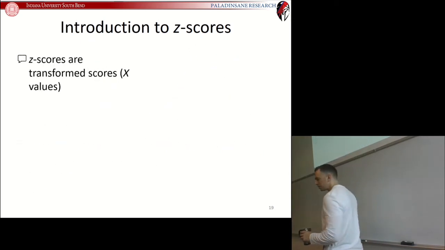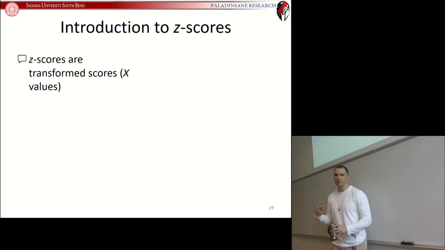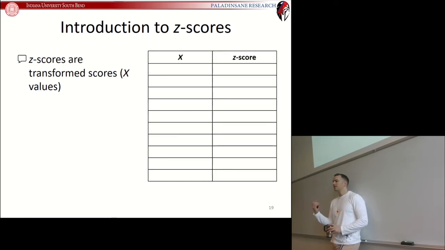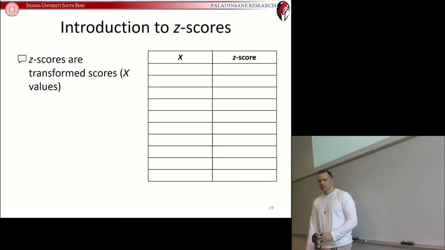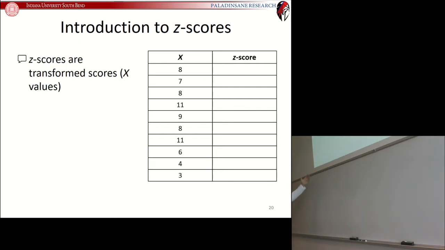All right, so we'll start off with z-scores before we take a look at how to compare them. So z-scores are simply a way of transforming your raw scores. We were talking about the X scores. Z-scores are nothing different except they're a transformation of the raw scores. The same way that if you were going to Europe, you would transform your American dollars into euros, the same way that if you were going to Japan, you would transform your American dollars into yen, we can transform raw scores into z-scores. So if we had a set of raw scores right here, 8, 7, 8, 11, 9, 8, 11, 6, 4, 3, we can take those raw scores and transform them into z-scores.